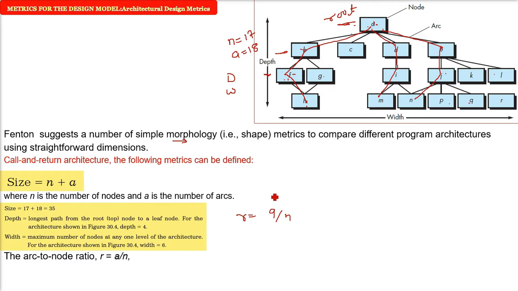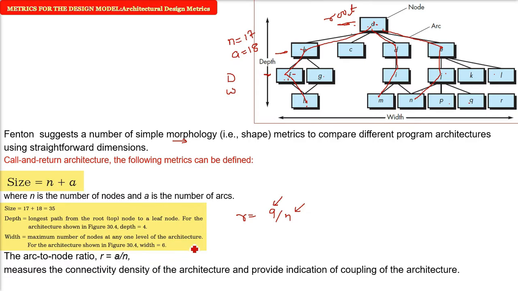The arc to node ratio, R, can be computed as A divided by N, number of arcs divided by number of nodes. You have the numbers. This value will give you the idea about the coupling of the architecture. So R equals A by N measures the connectivity density of the architecture, and it is giving you an indication of the coupling of the architecture. So 18 by 17 is going to be 1.06, and that is the metric.